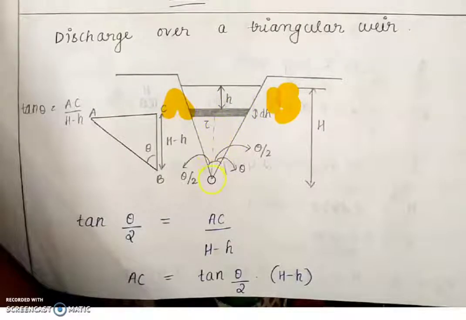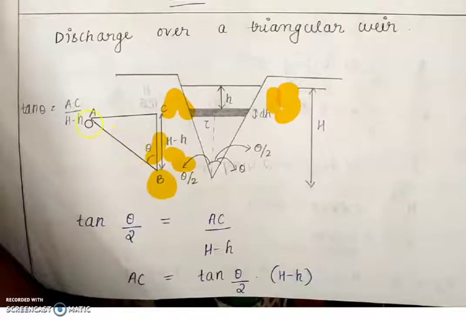So I am taking a triangle, half of this one, and I have drawn that triangle here. So this is AC. Let this be O. Instead of B, I am writing O here. So this is ACO. And what is AC? I am going to find out what AC is. See, here it is theta by 2. Again, this is theta by 2.